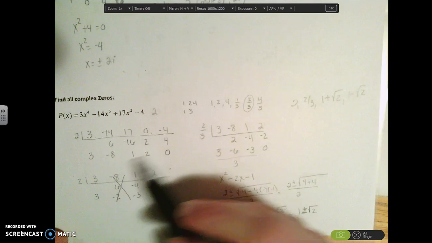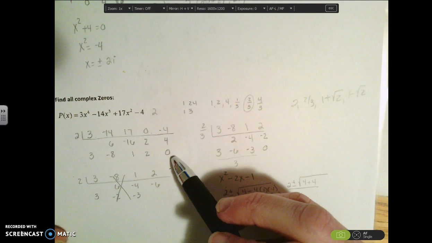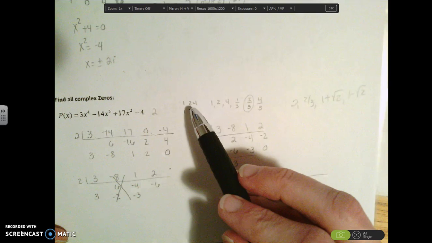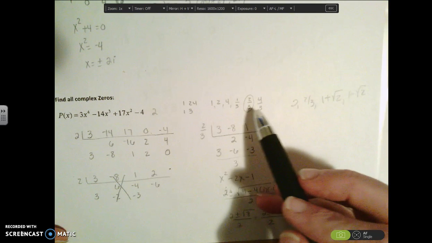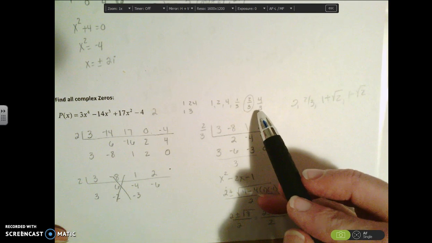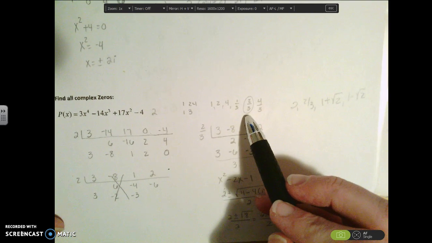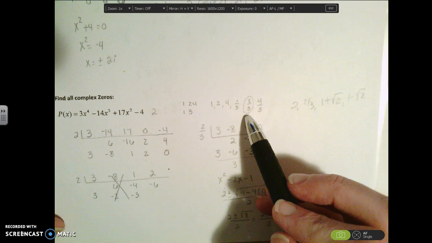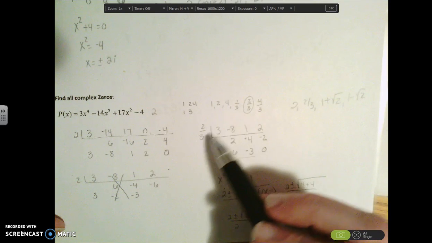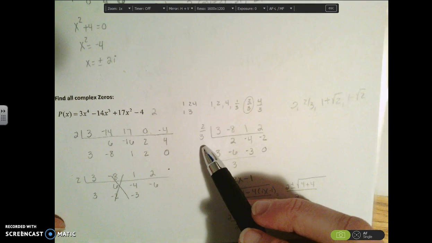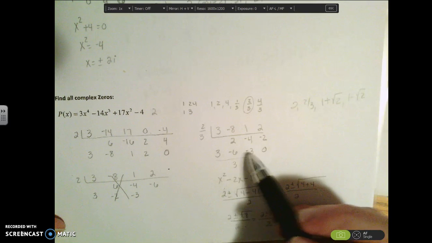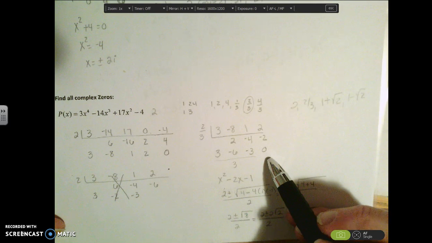So when I divide out my root of 2, I have to use my rational root theorem to come up with all of my possible rational roots. And 2/3 is the root that appears most likely to be the other root that I have between 0 and 1. So I'm going to try 2/3. And when I try 2/3, it does work out correctly.